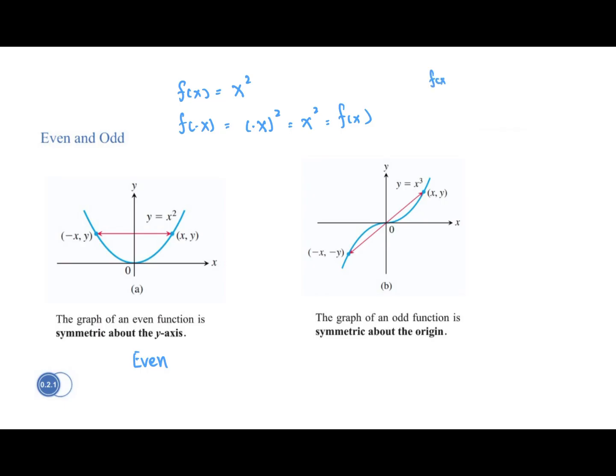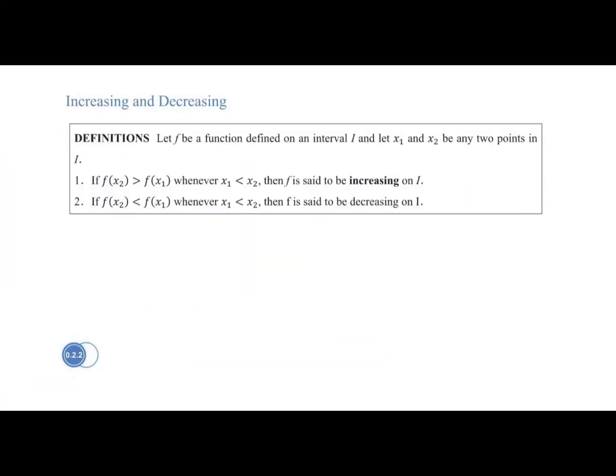On the right, we have f(x) = x³. f(-x) = (-x)³ = -x³, which is -f(x). So this is an odd function. Visually, the graph of an odd function is symmetric about the origin, which also means the graph should look the same if it rotates 180 degrees around the origin.